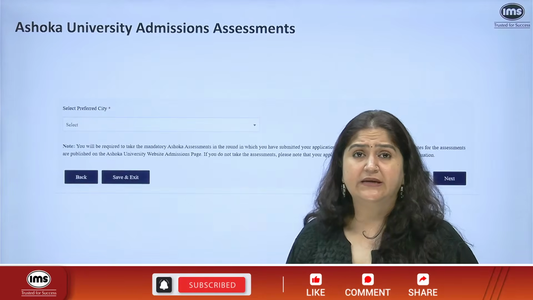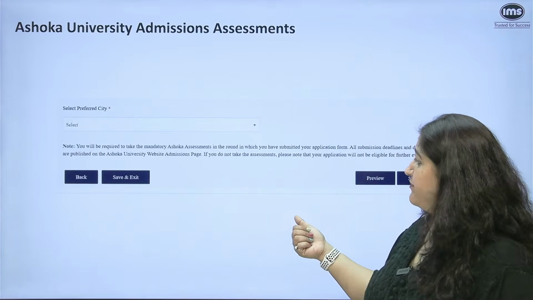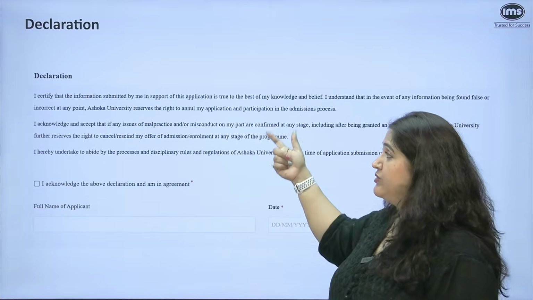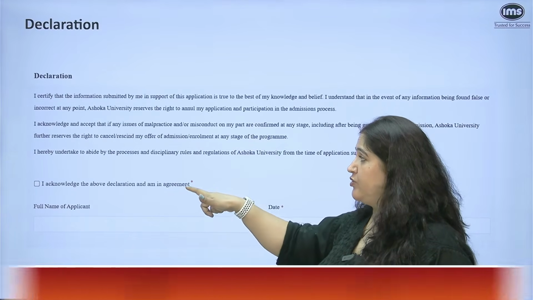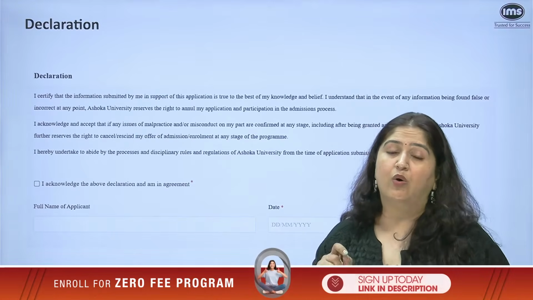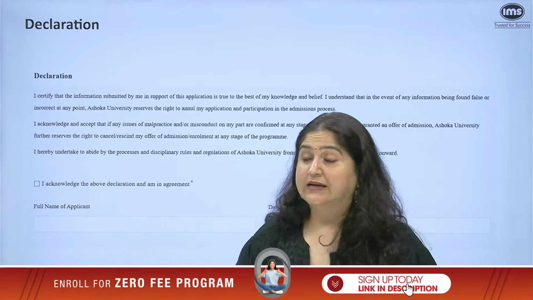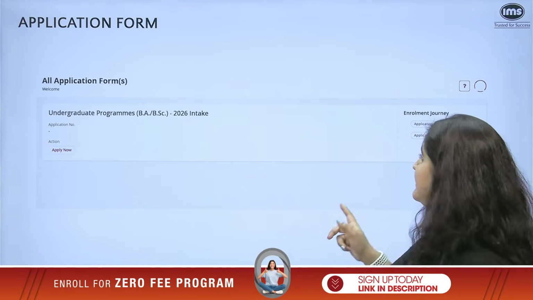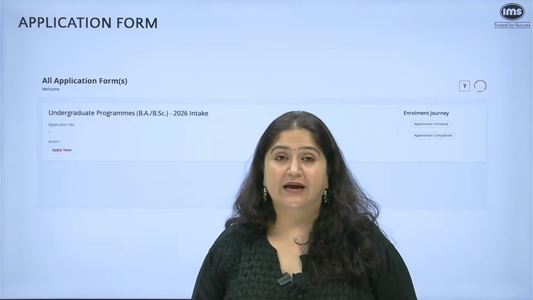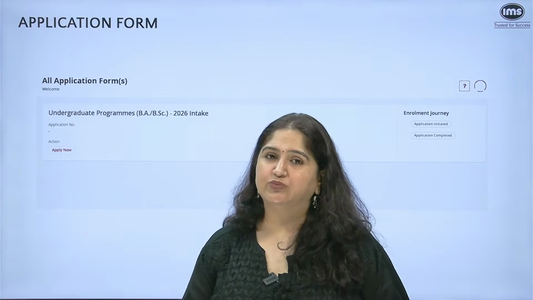Select the preferred city. Once you select the preferred city, you will come to the last page, which asks for your declaration, where you're declaring that you are in agreement and that all the details you are giving are correct. You're giving them the declaration, and you are submitting the application. Okay, that's how the Ashoka application would look.